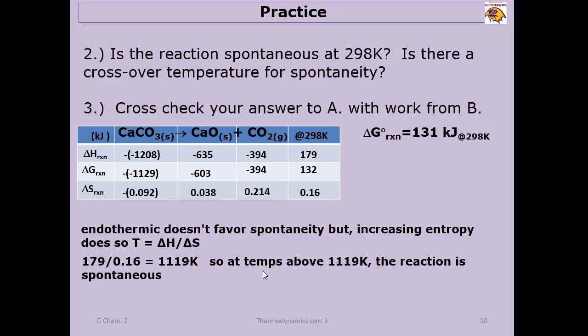Now, question 3 asks you to cross-check your work. And so already we've done this and seen that this 132 and 131 are close within the precision of our calculations. And then last but not least, if you want to do free energy another way, you can take your equation where the enthalpy minus temperature times the entropy should give you your free energy. So I've basically taken these two numbers, plugged them back in at 298. I see 131, and that matches. So there's just a couple double checks.